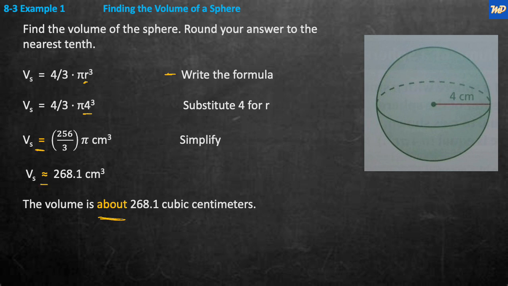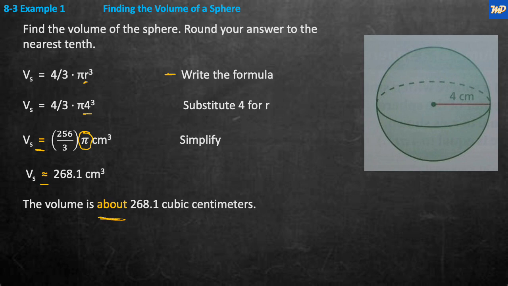This next line, it shows that it's approximately 268.1 centimeters cubed. And that's because we took this pi right here and we multiplied 256, we divided it by 3, and we multiplied by 3.14. And that's how you get this answer here.